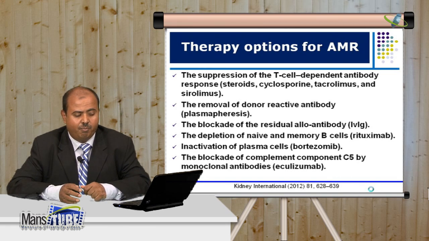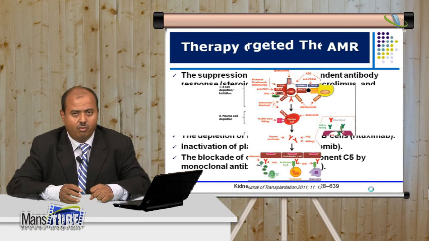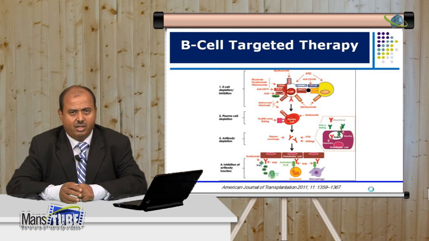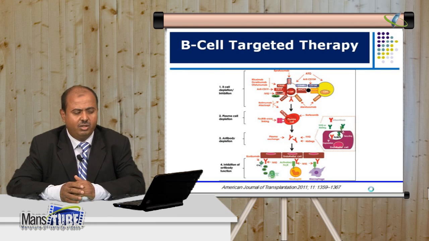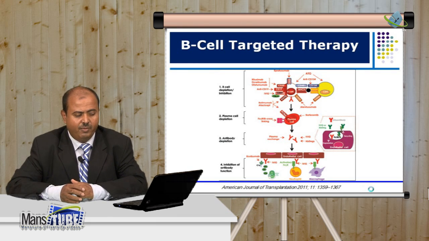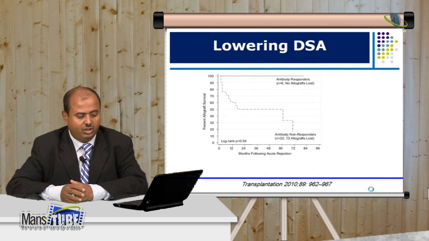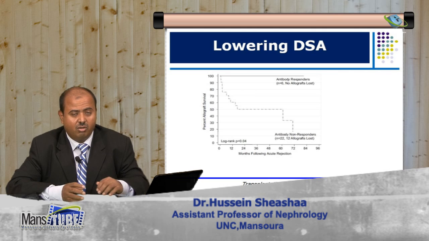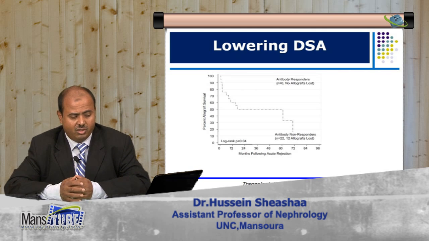Inactivation of plasma cell by bortezomib, which is an antagonist for plasma cell, and then blockage of complement component that blocks the effector arm of immunity, by blocking the membrane attack pathway, by eculizumab. If you look at this slide, it summarizes all the B-cell targeted therapy. So it may be B-cell depletion and antibody depletion or inhibition of antibody functions. And I think there is no time to explain all these issues.